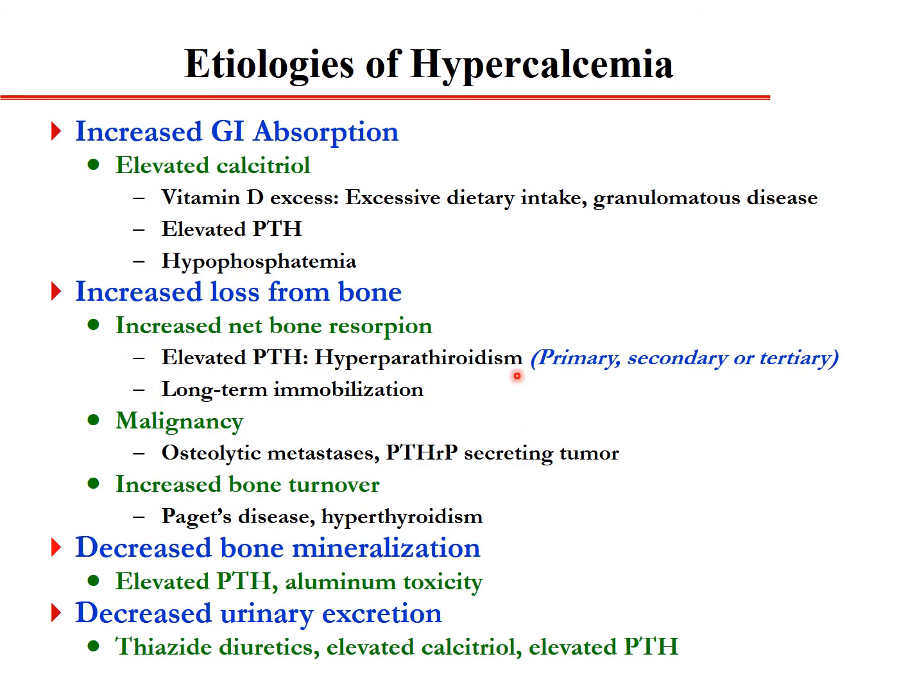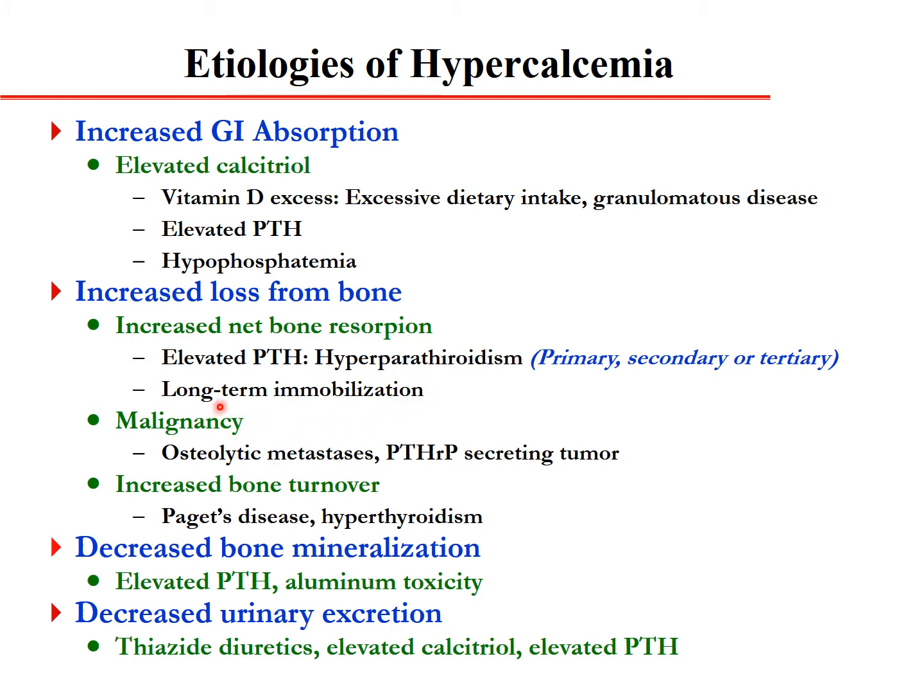Now, the hypercalcemia, the etiology, can be very similar. Increased GI absorption when we do have an elevated calcitriol level, vitamin D excess dietary intake, or granulomatous diseases, because these granulomas can have 1-hydroxylase activity, or elevated PTH release, or hypophosphatemia, or increased loss of the bone. For example, increased net bone resorption when we do have an elevated PTH. That can be primary, secondary, or tertiary hyperparathyroidism.